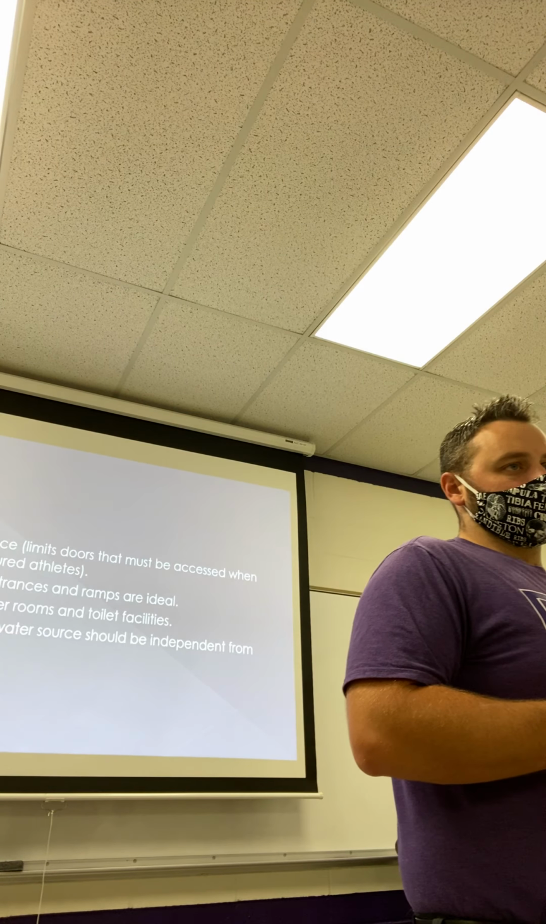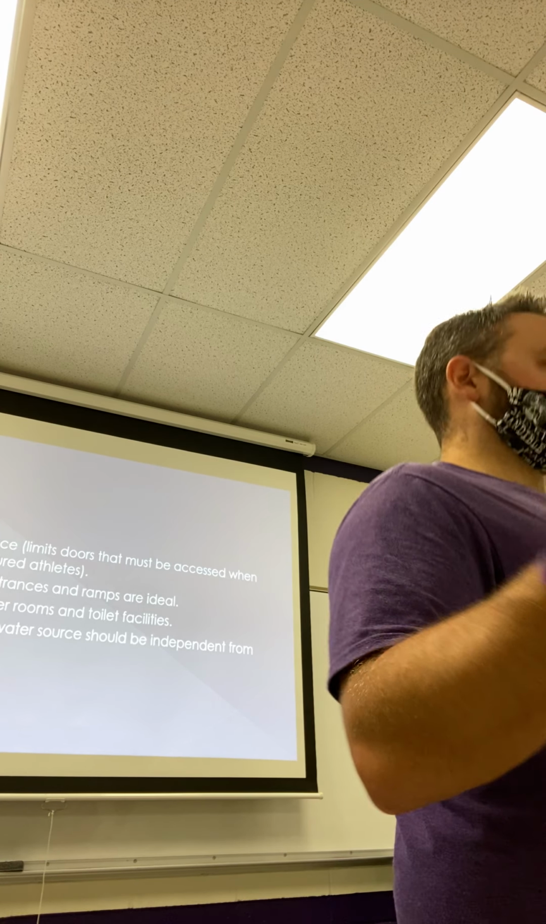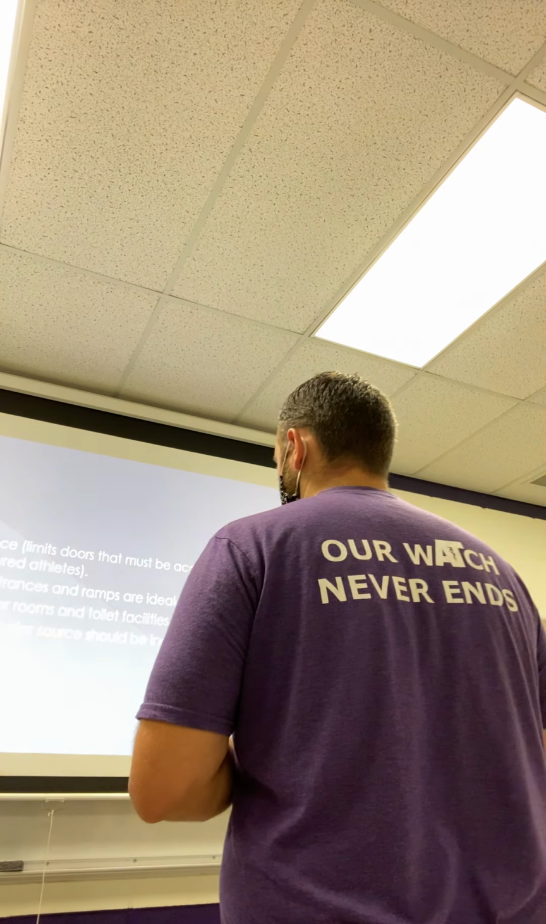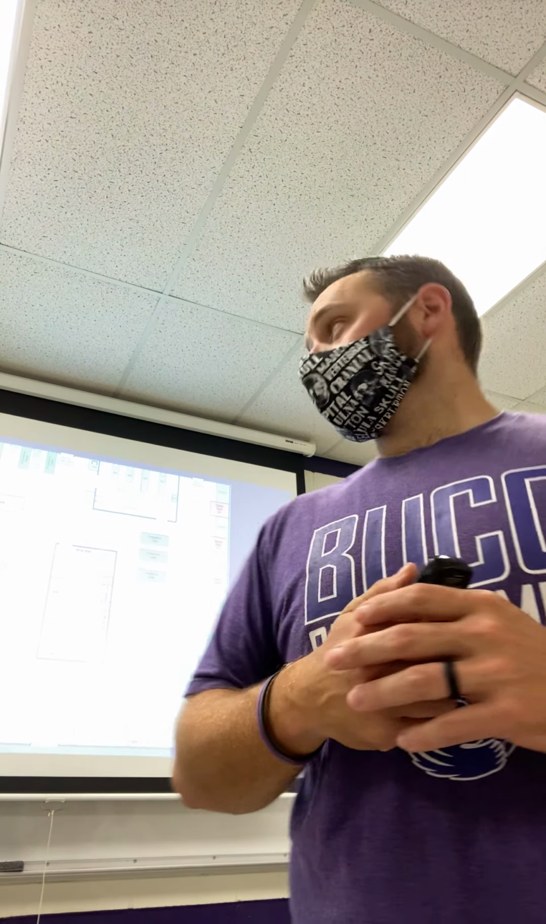Why would double door entrances and ramps be ideal? Emergencies. Injured athletes can't come up the stairs. Our athletic training room isn't necessarily ideal, but it's what we have. Consider the proximity of locker rooms. What's the light and the heat situation in the athletic training room?